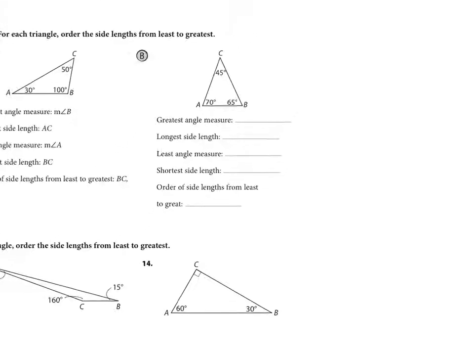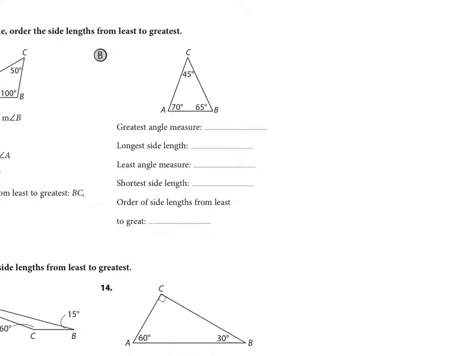Okay, so let's look at B. And the greatest angle measure is angle A. And so the longest side would be across from it, which would be CB. The least angle measure is angle C, and the side across from it is AB. So now the order of lengths from least to greatest would be AB, AC, and CB. And that's all there is to that.